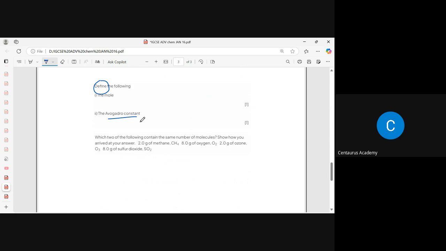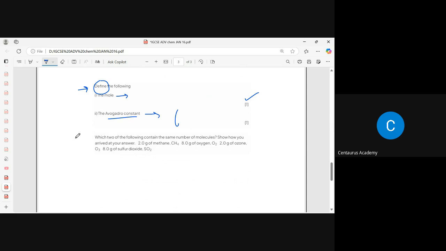But if I simply write down Avogadro's constant is 6.02 into 10 to the power, only the numerical value, this means I'm not following the command. The command word says define the following. Define the following means you have to mention the simplest description of that particular terminology in one single statement, or maybe one to two statements. One single statement is more than enough, since this question only carries 1 mark. No need to waste more time on a complete long description of it. These two things you have to keep in mind.